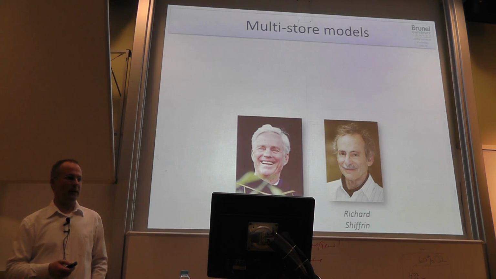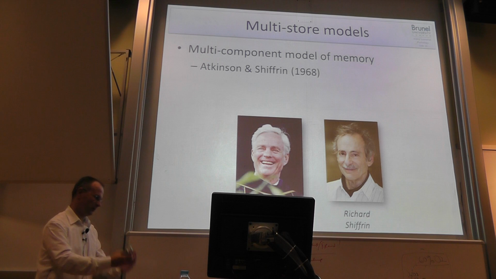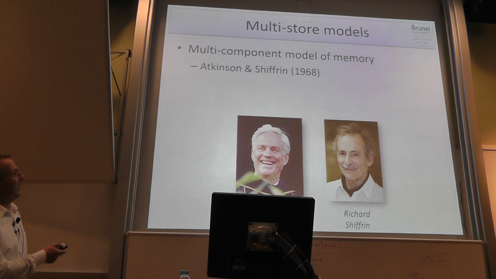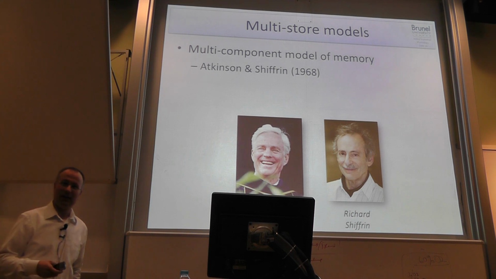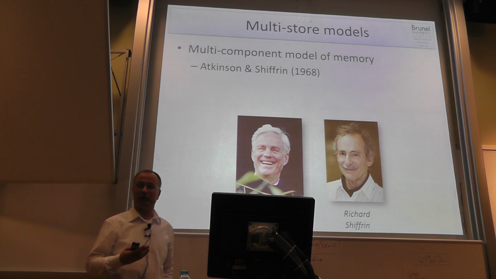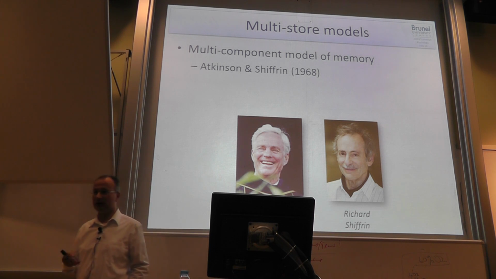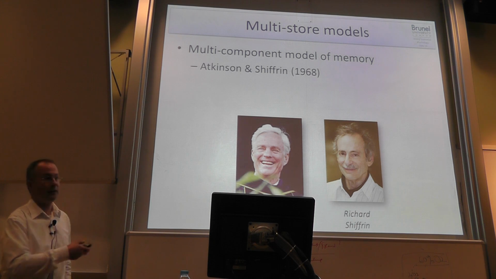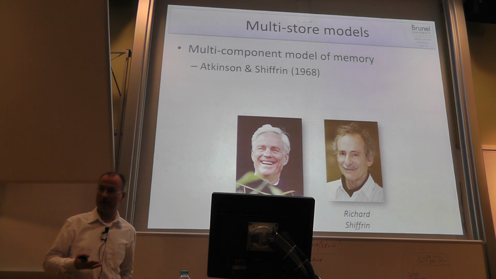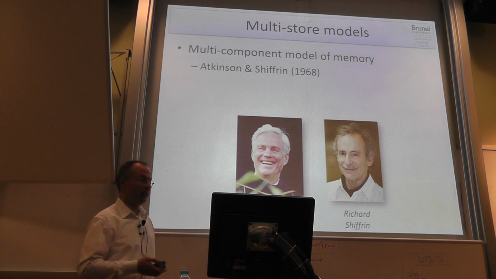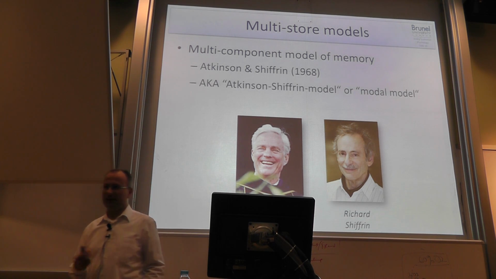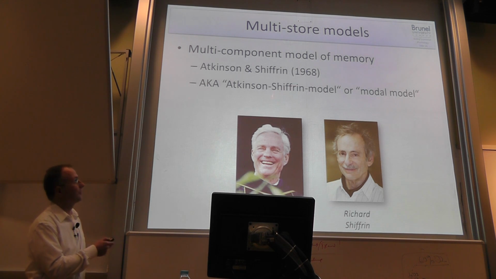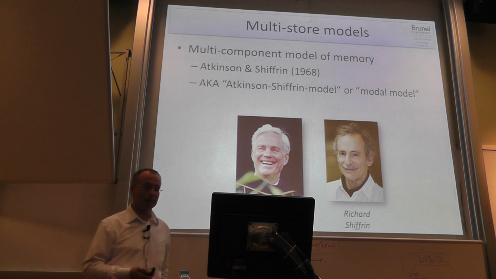The first model I would like to present has been proposed by Atkinson and Shiffrin as early as 1968. So it's really one of the very first information processing models in cognitive psychology. If you remember, that was also roughly the year where the first textbook on cognitive psychology was published. So this is just at the birth of cognitive psychology. And it has also been called the Atkinson-Shiffrin model or the modal model.